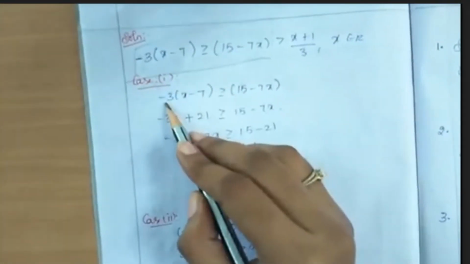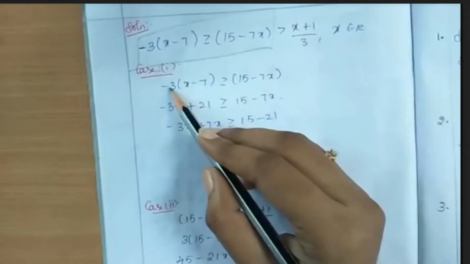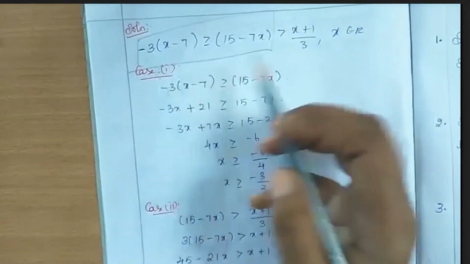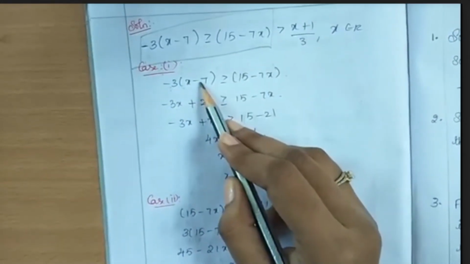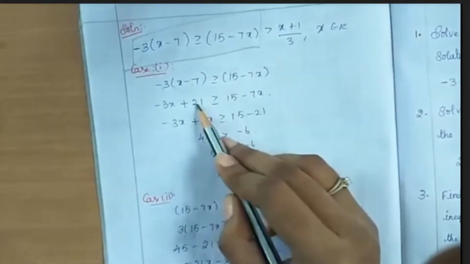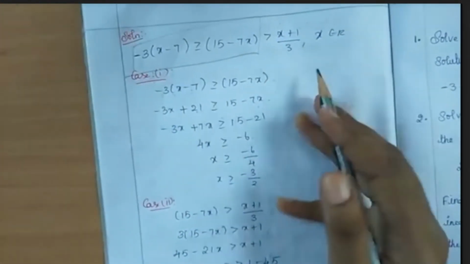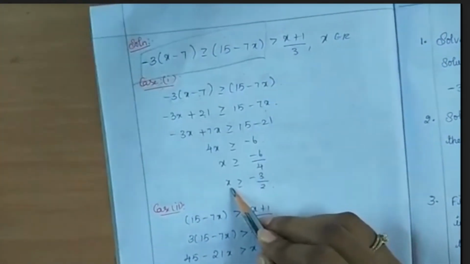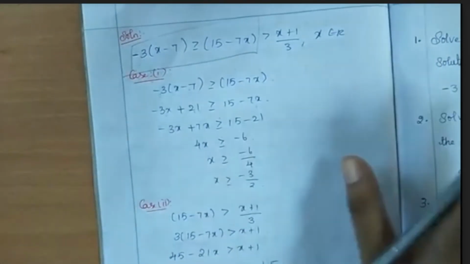Okay. Now the same procedure, we have to find the value of the variable. So let me multiply each and every term of this expression with minus 3. Now what will happen? Minus 3x, minus into minus will become plus. So 3 into 7 is 21 greater than or equal to 15 minus 7x. So bring all the x term to the one side and the constant to the other side. So what will be your x value? x is greater than or equal to minus 3 by 2. This is your first case.